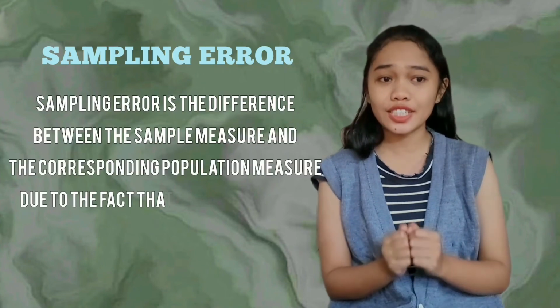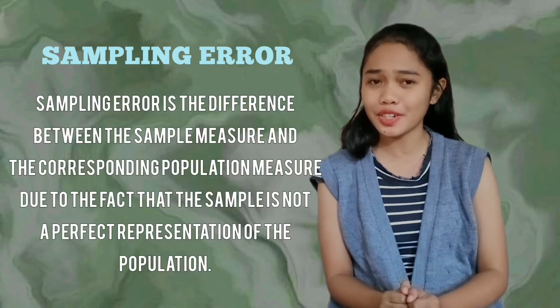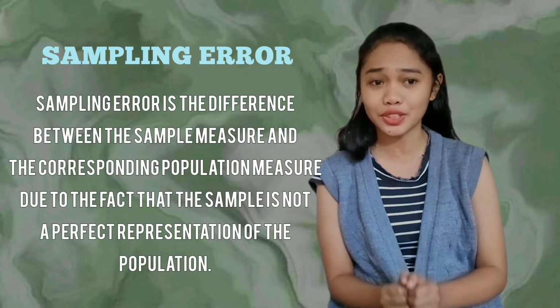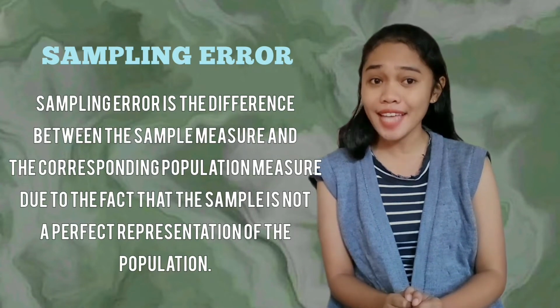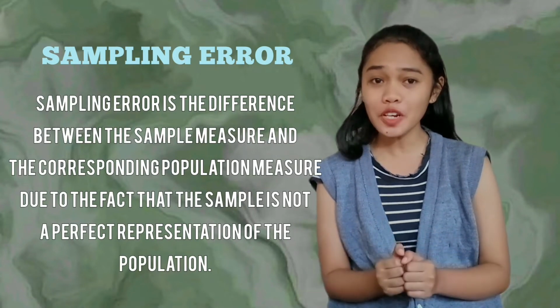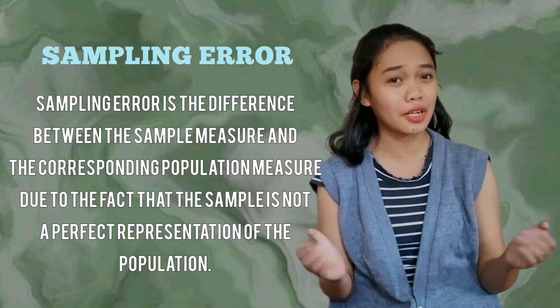Sampling error is the difference between the sample measure and the corresponding population measure due to the fact that the sample is not a perfect representation of the population. When all possible samples of a specific size are selected with replacement from a population, the distribution of the sample means for a variable has two important properties. But what are these properties?